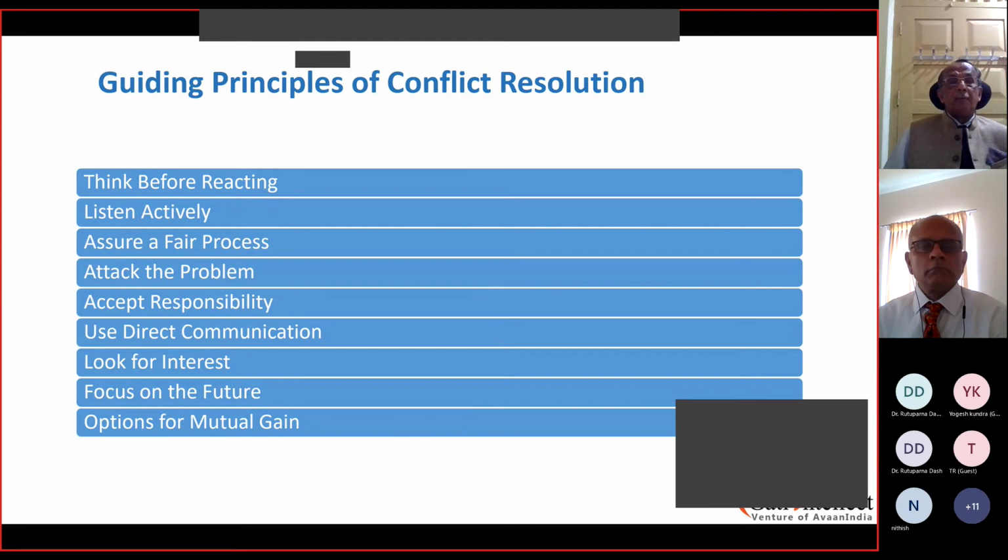Then look for interest. Then focus on the future. You are involved in a contract, so you have a long way to go. If there are minor issues or conflicts which come up along the way, think of that: you want to work with the concerned party in the future. So try to have an amicable solution. Options for mutual gain: you have to look at the overall benefit of the organization as well as the project on hand.